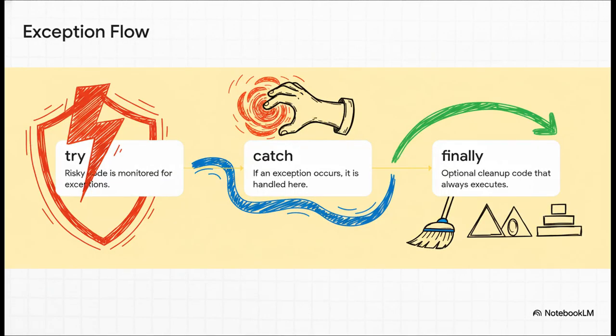So let's put it all together. The flow is super predictable, and that's what makes it so powerful. You try the risky stuff. If something blows up, you catch the problem. And no matter what, you finally do the cleanup. This simple structure is literally the foundation of building safe, professional Java code.